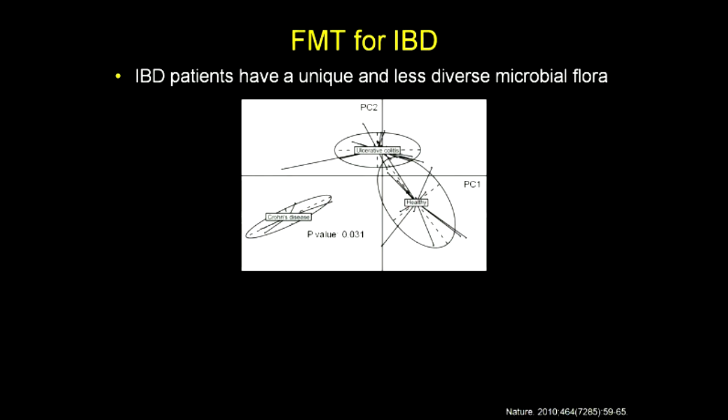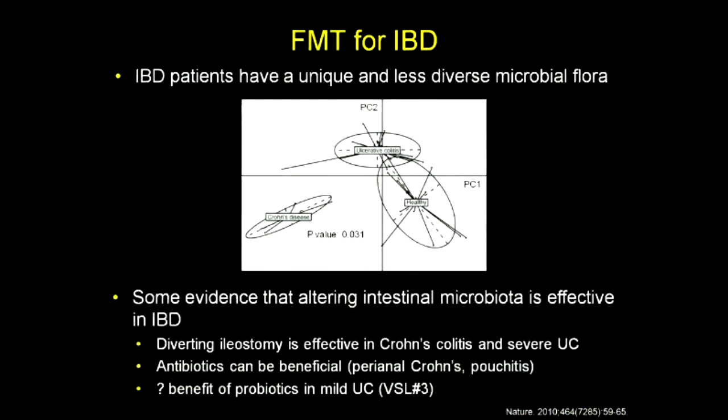This is because we know that IBD patients have a unique and less diverse microbial gut flora than controls. This is a PCA plot where you can see that patients with ulcerative colitis and Crohn's disease clearly have a different microbiota makeup than your healthy controls.